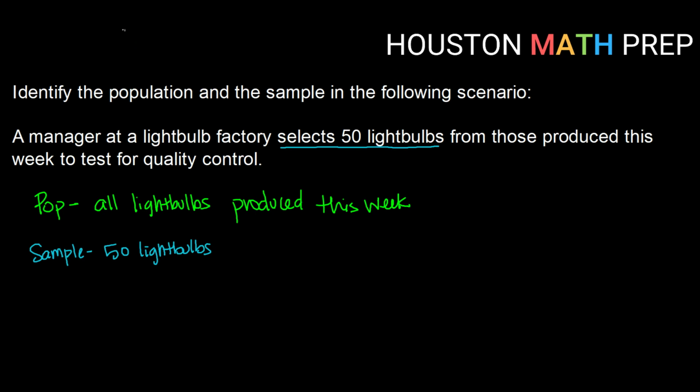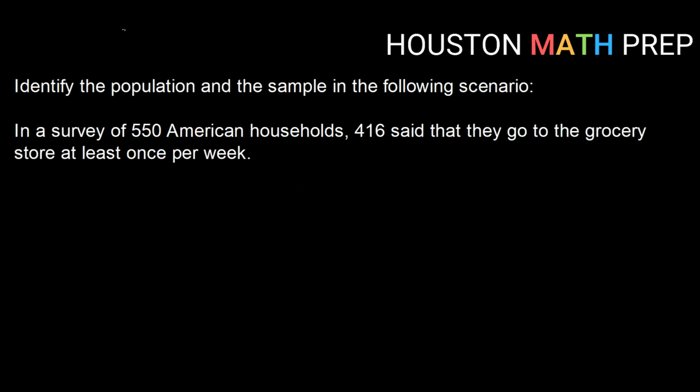All right, let's look at another example. In this situation, we have a survey of 550 American households, and 416 of them said that they do go to the grocery store at least once per week. So here, it would seem like the set of all people that we're interested in, we are interested in the habits of all American households. So our population would be all American households.